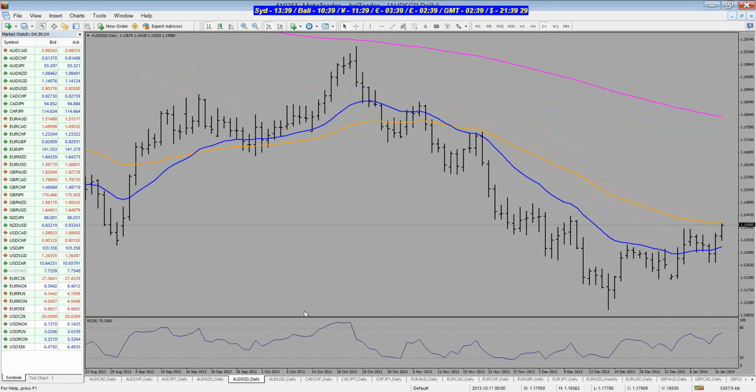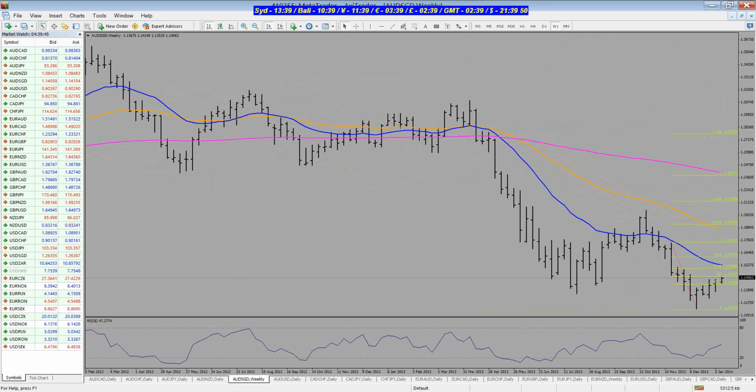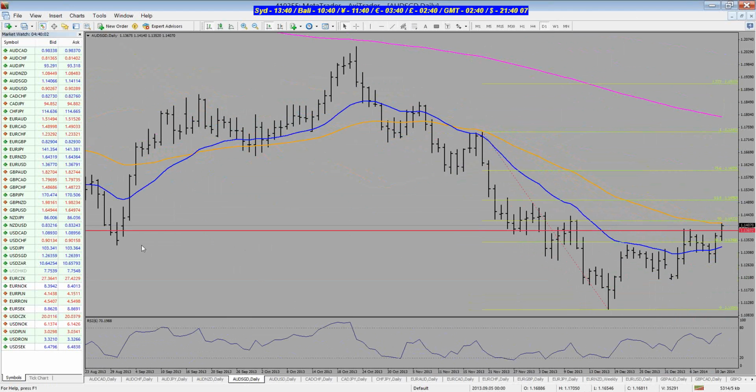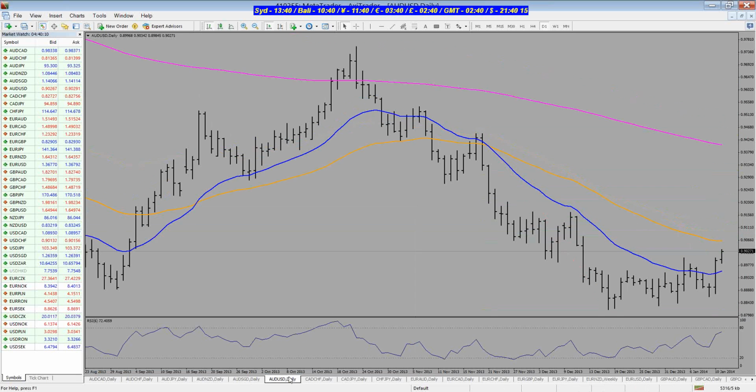Aussie Sing. Similar to the Aussie Swiss, we need to see some selling. I haven't seen that yet. 50 EMA. Do we have a strong horizontal level here? Somewhere around there. Need price to come back underneath that for a trade. Aussie US, same thing. Need to see selling. There's no opportunity to buy just yet.